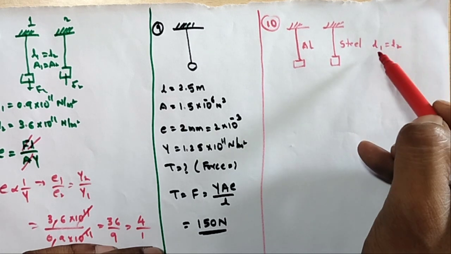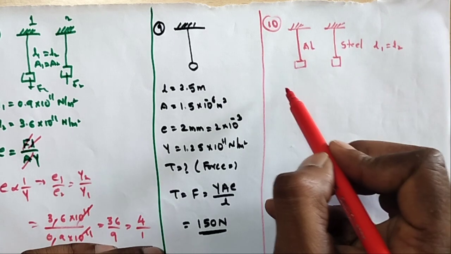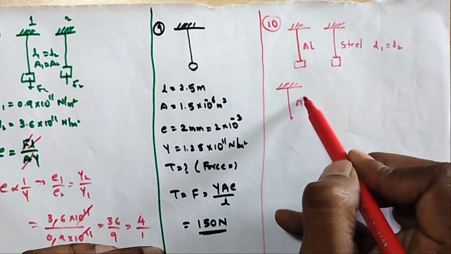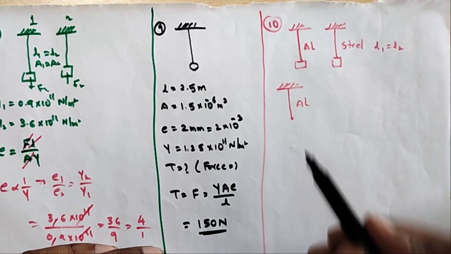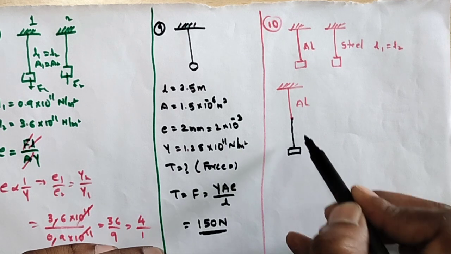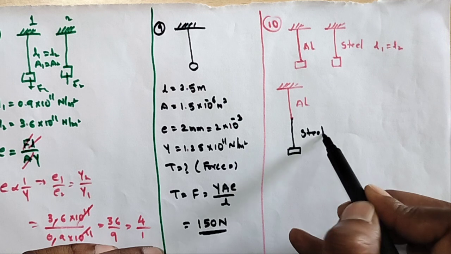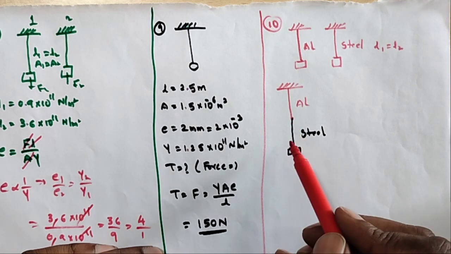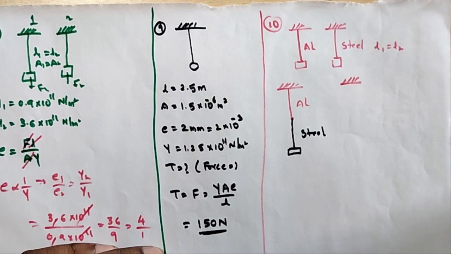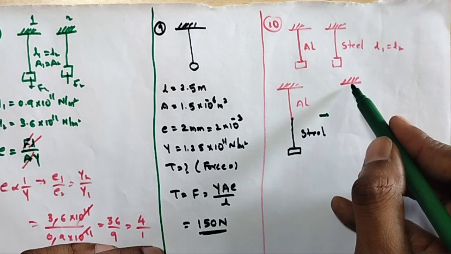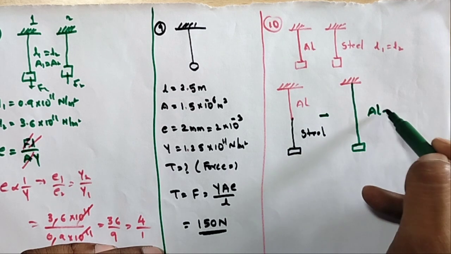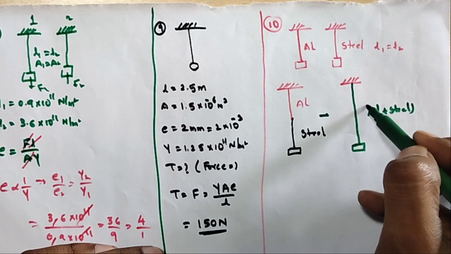And the area of cross section is the same. Joined end to end means here, this is the aluminum wire, first wire, and here joined, this is a steel wire, black color steel wire. Joined end to end, it gives a composite, a single wire. So this is a composite wire, a combination of aluminum plus steel.